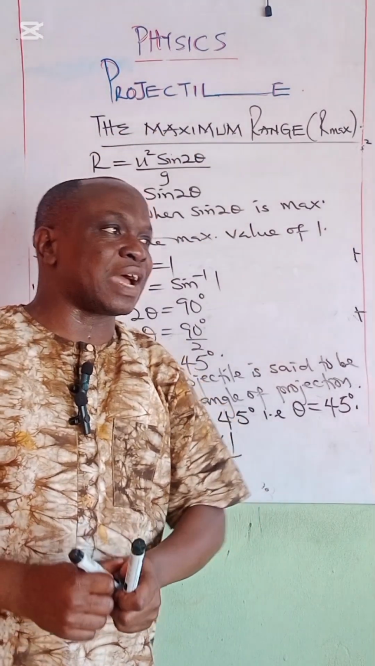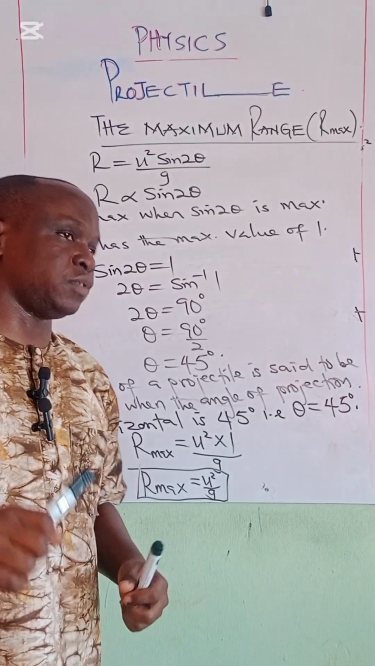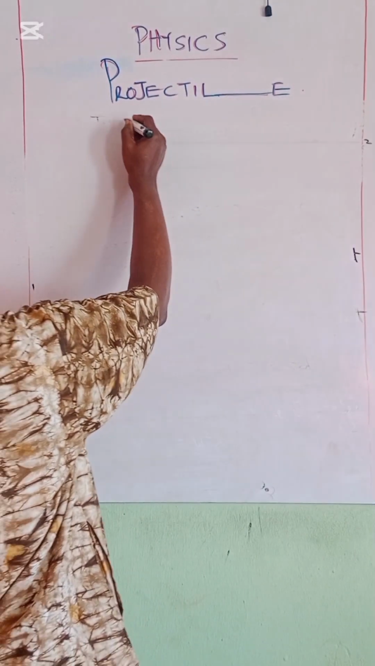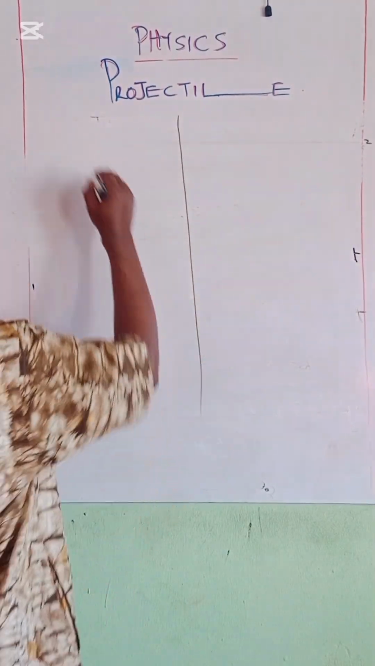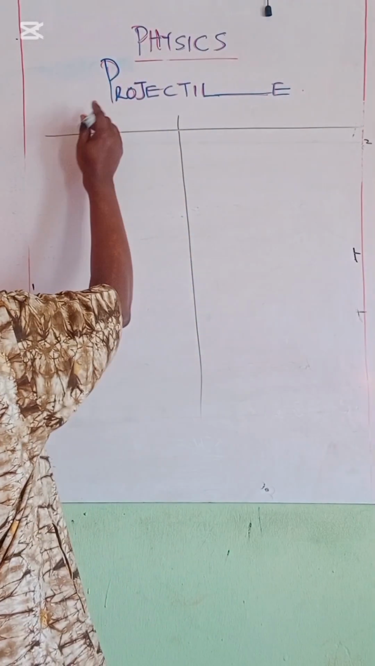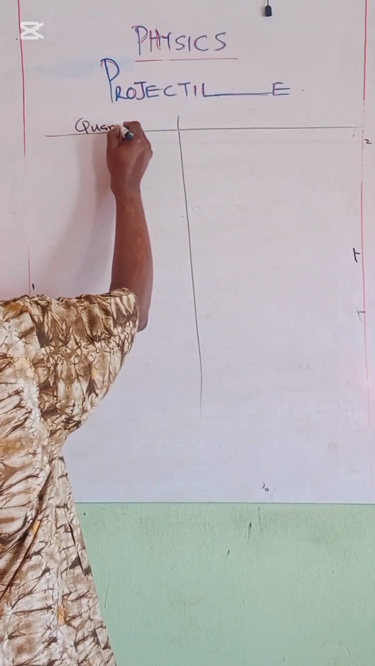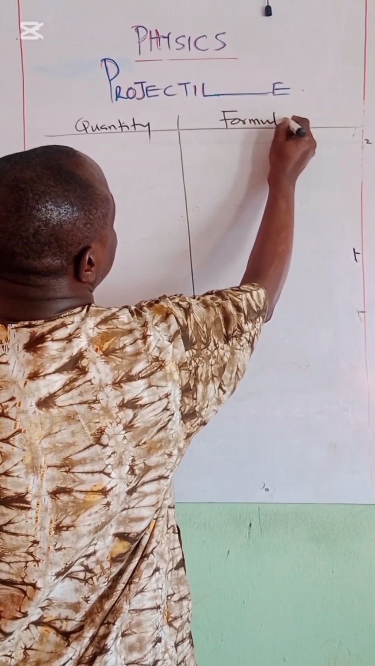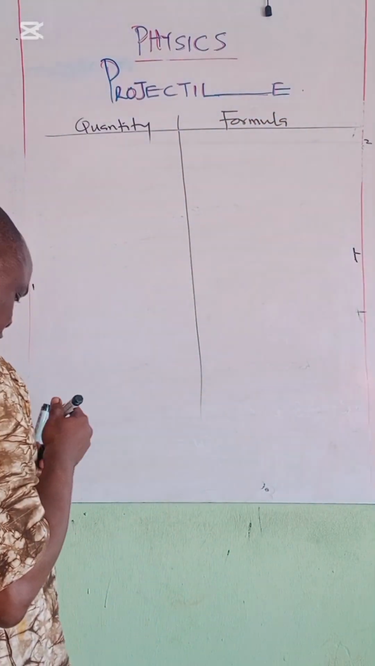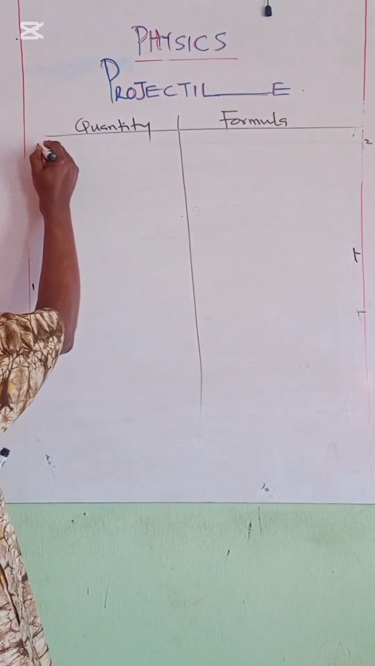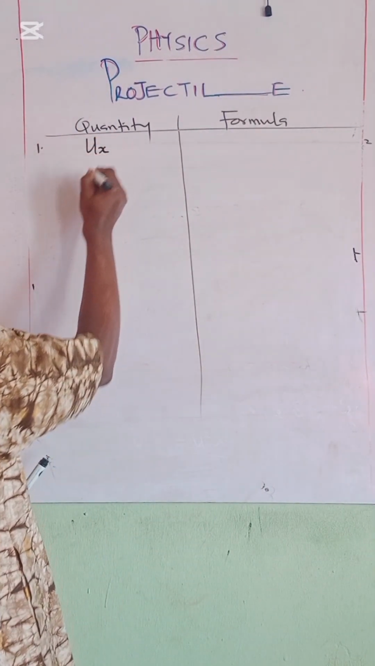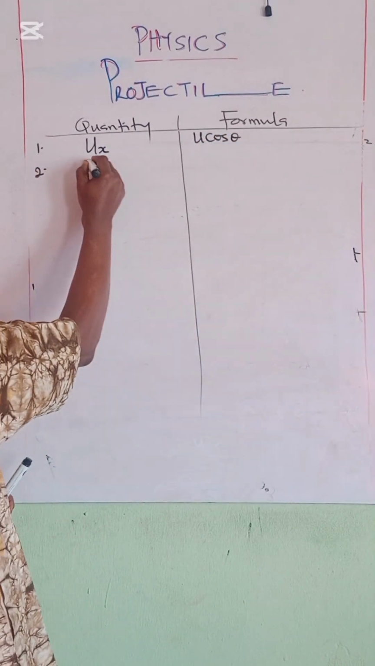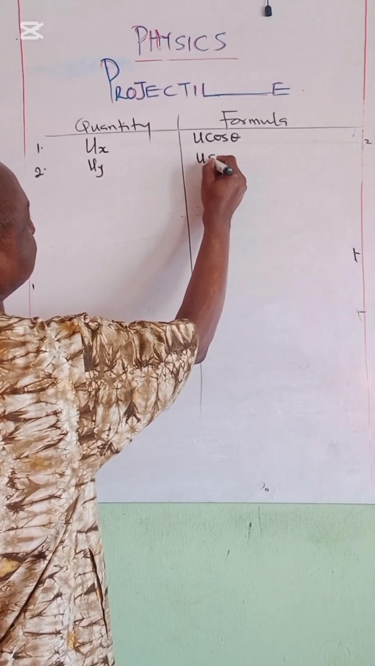So we've been able to derive all the formulas involved in the projectile. We'll give the summary in a tabular form. Let's see the table like this. Let's say you have the quantity here, then we have the formula here. Number one, we want to see initial horizontal velocity is U cos theta. Two, UY is U sin theta.